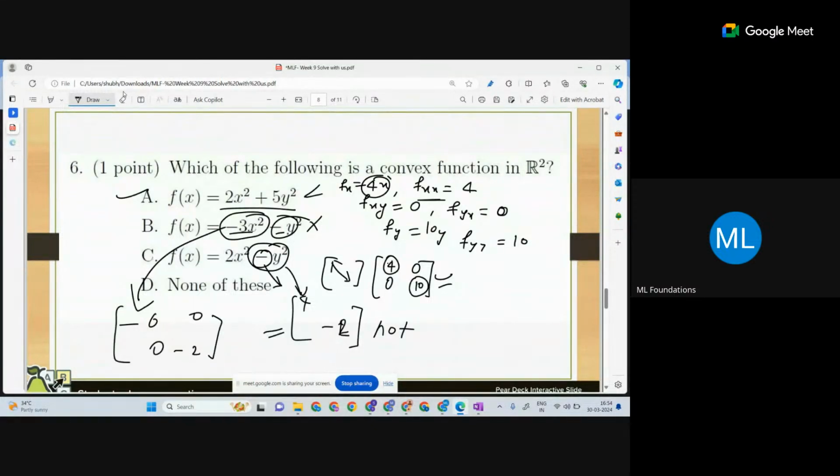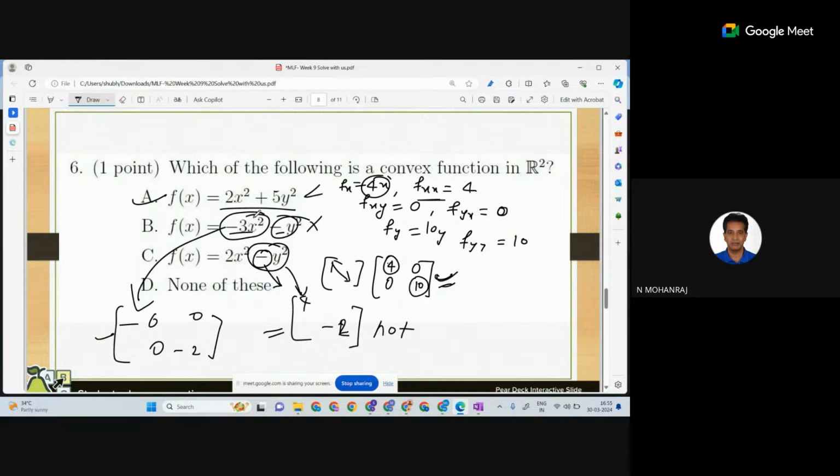The Hessian matrix for the second one is going to be this one, and for both, at the diagonal, both are negative, so not going to be positive definite. So only the first option is going to be positive definite. Sorry, for the first function we are getting positive definite, so that's why it is going to be a convex function.